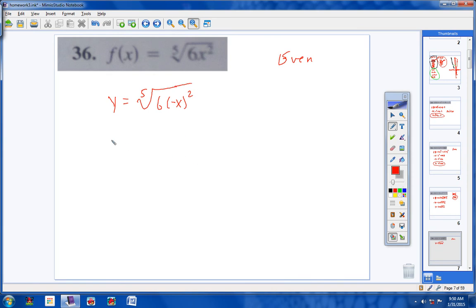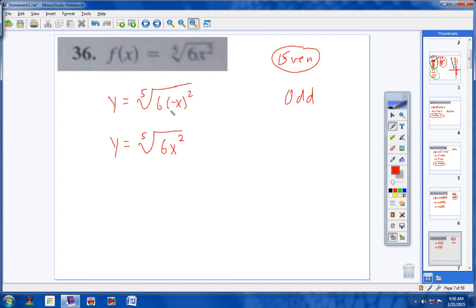Okay, now, let's simplify this. Make it a positive x squared times 6 would be 6x squared. Okay, well that's it. It comes out to be exactly right. It's even. Okay, now let's check for odd real quick.